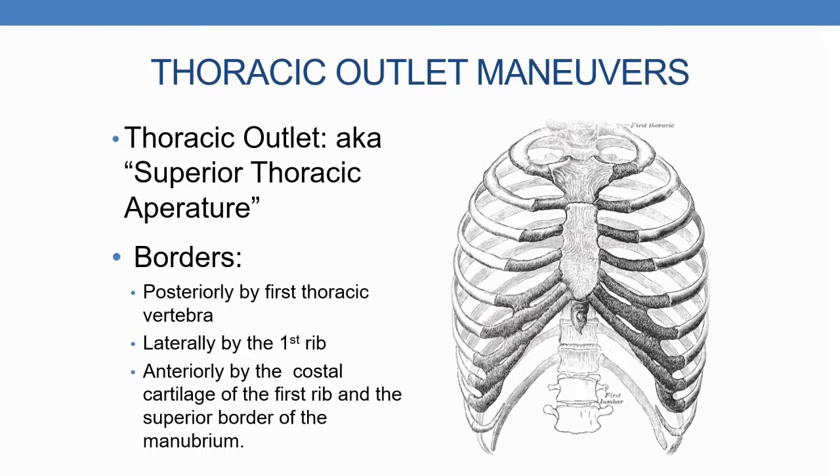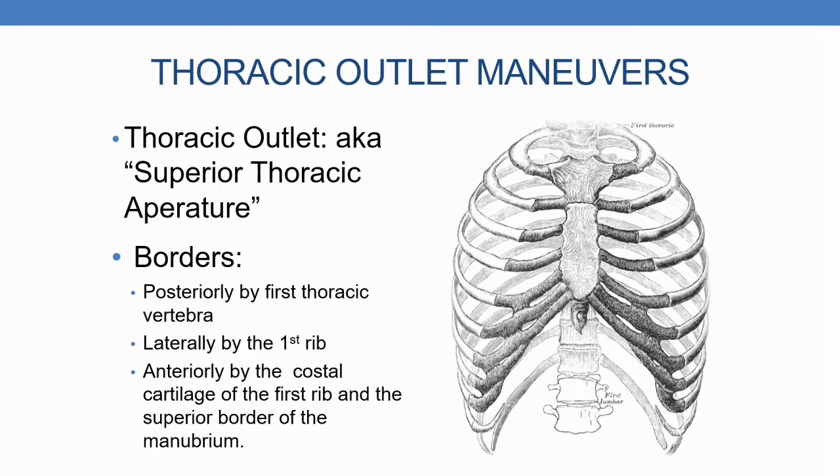So there's a couple of cervical spine nerve root tension signs. What about the thoracic outlet maneuvers? Let's talk a little bit about thoracic outlet syndrome and thoracic outlet physical examination maneuvers. Technically, the thoracic outlet refers to the superior thoracic aperture, in other words, the upper portion of the rib cage.